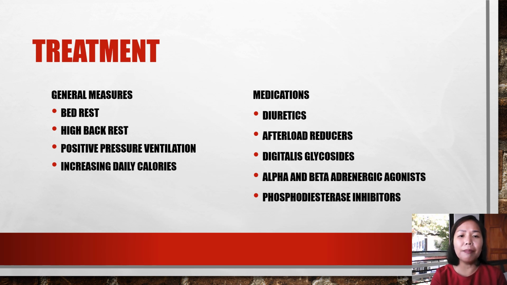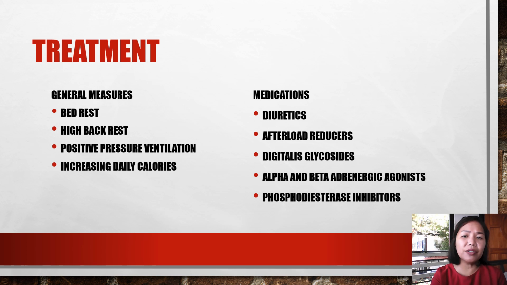The alpha and beta adrenergic agents are usually administered in the ICU setting. An example of this is dopamine. Dopamine has an inotropic and chronotropic effect.